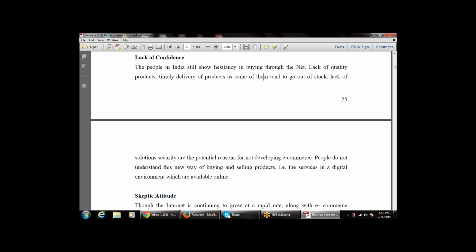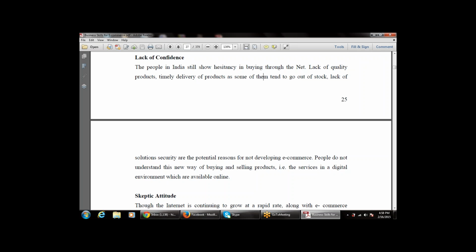People do not understand this new way of buying and selling, that is, the services in a digital environment which are available online. Most people do not see a requirement for e-commerce. There is a lack of confidence among people who want to buy and sell products in a market. This is one of the major limitations of e-commerce.